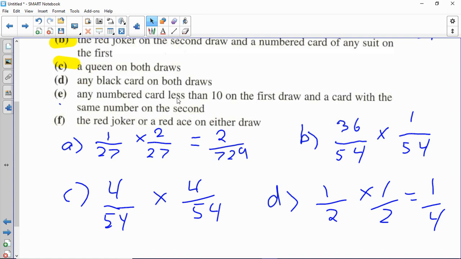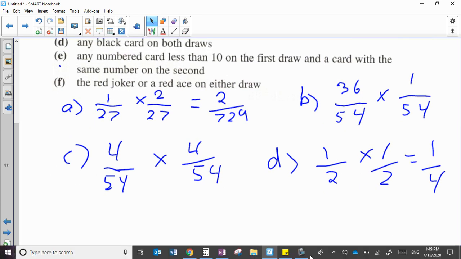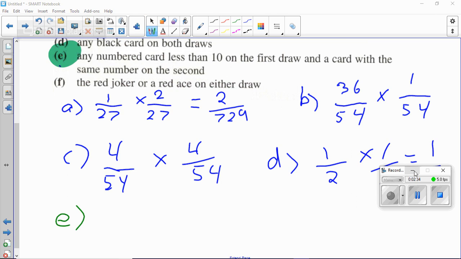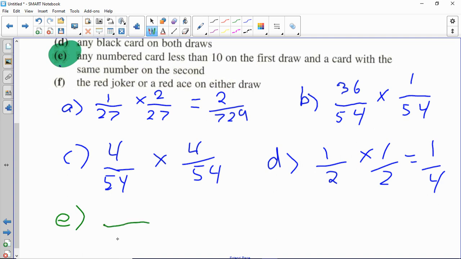Any numbered card less than 10 on the first draw, and a card with the same number on the second. So this is a little bit more challenging. Okay, so let's look at E together. A numbered card less than 10. So if we don't include ace as a numbered card, that means we're talking about 2 through 9. So there's 8 cards, 2, 3, 4, 5, 6, 7, 8, 9, 8 different cards, 4 different suits, so 32 cards. Your first draw has to be a card less than 10, and that's the probability of that happening.